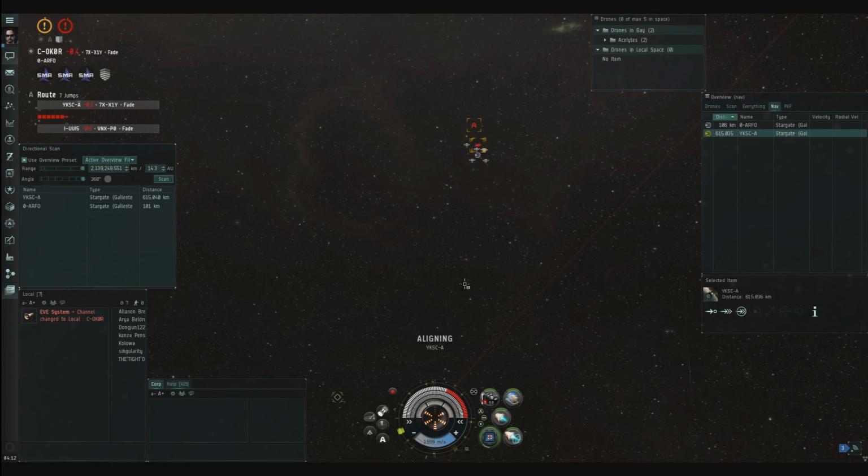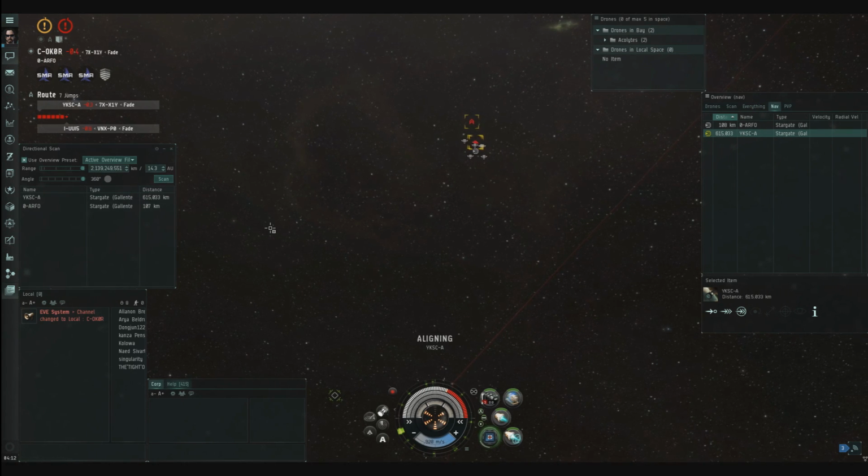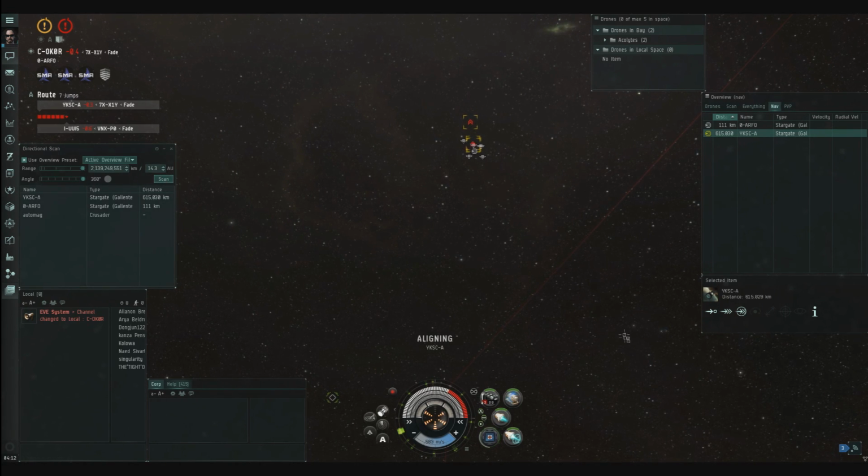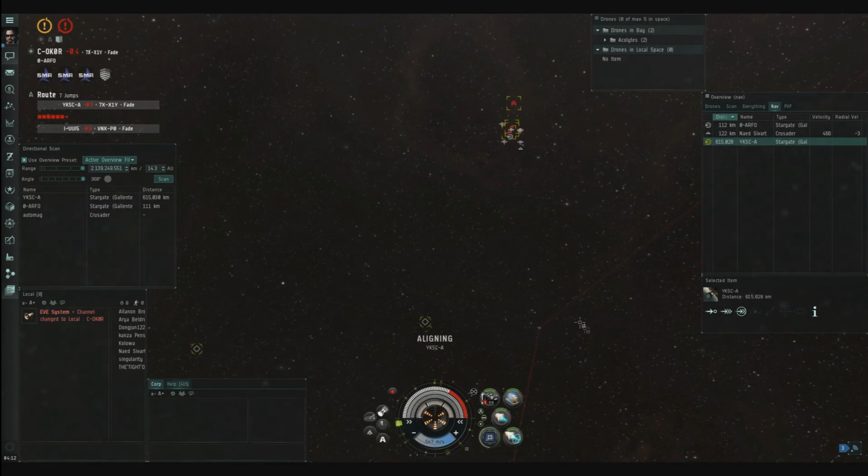That's transverse. For transversal velocity to be on the overview, the only time I would do that is in a ship that's very heavily reliant on tracking. So a sniper ship or something long range.